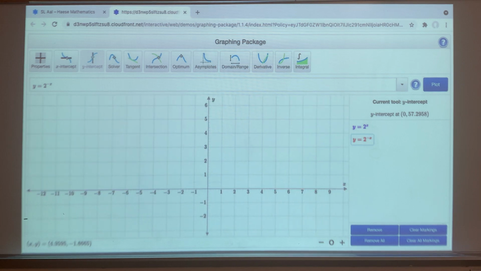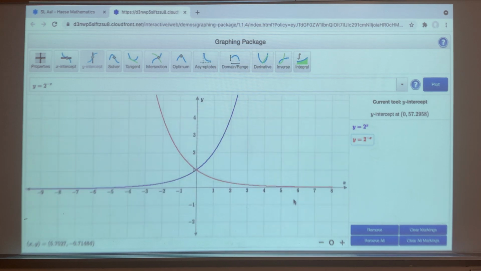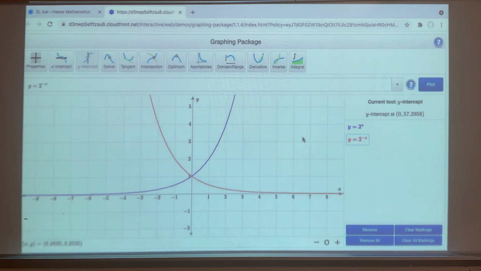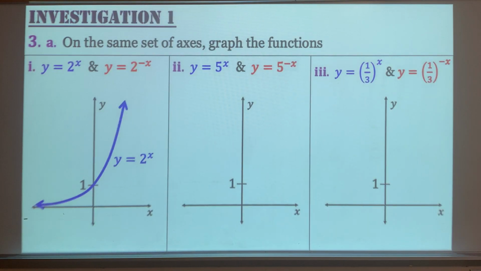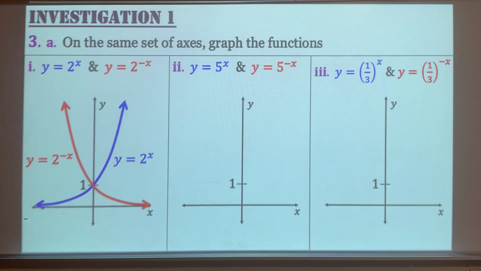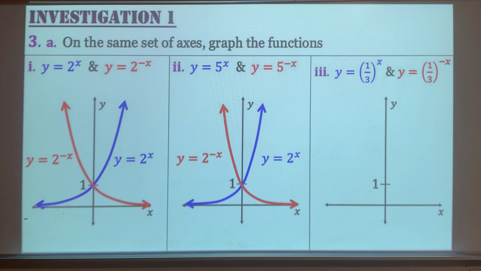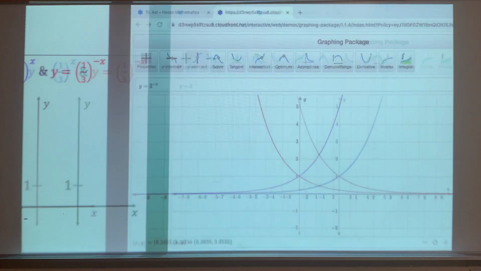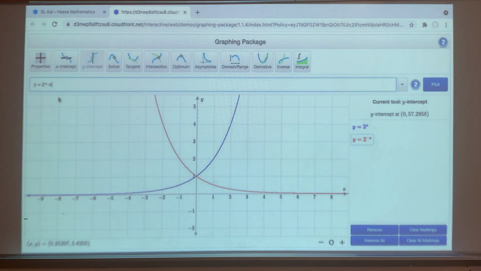What do you notice is going on here? Interesting, right? I'm sketching them. They both go through 1, and they go in opposite directions. What about 5 and 5 to the negative x? Why don't you graph both then? Once again, I messed that up. I'm going to use this one. So 5 to the negative x. I'm going to erase these two.